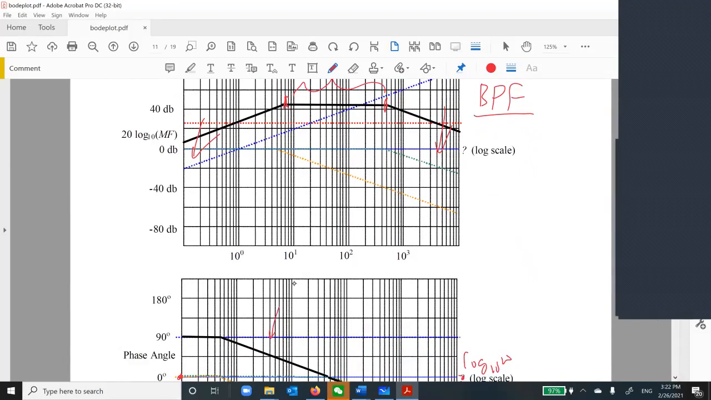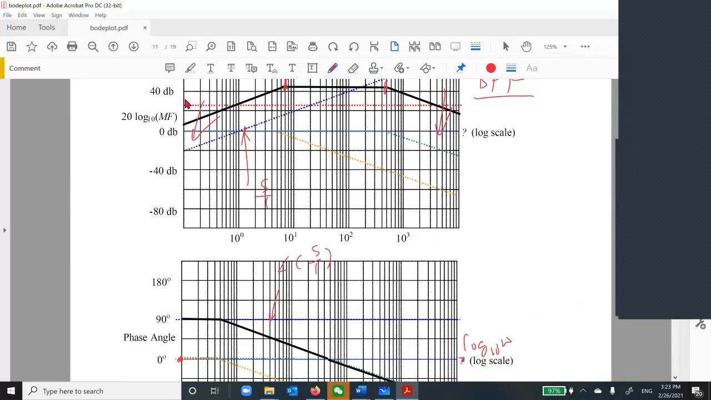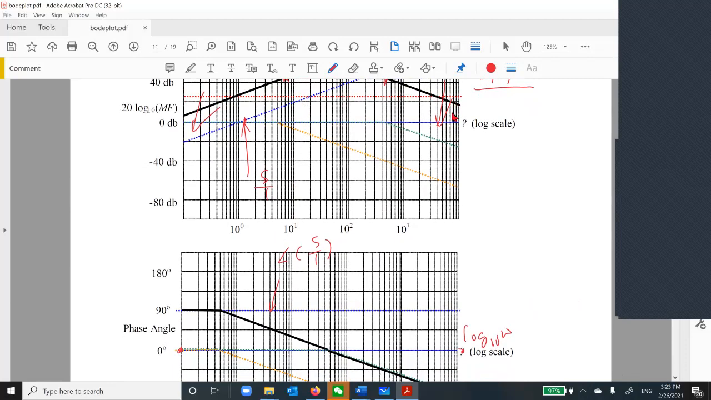So this one is the angle for S divided by 1, and this one is the magnitude of S divided by 1. So that's the phase, 90 degrees, positive, constant. But the orange line is a constant, so that is positive, so the phase is 0. We don't care about it.